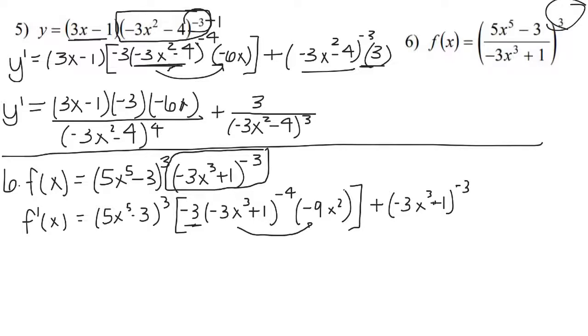Okay, so let's see, we've got the second times the derivative of the first. The derivative of the first is going to be 3 times 5x to the 5th minus 3, all raised to the second, times the derivative of the inside. What's the derivative of the inside? 25x to the 4th. Well, I'm confused. Why did you just do that on the second? Is it because there's a negative exponent?